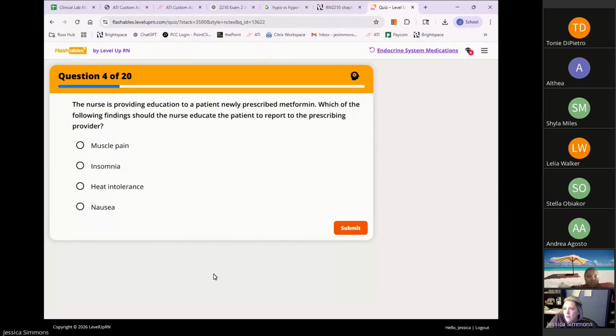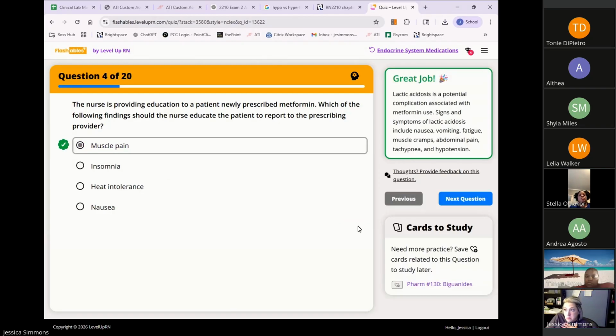A nurse is providing education to a patient newly prescribed metformin. Which of the following findings should the nurse educate the patient to report to the prescribing provider? The muscle pain? That's what I would pick because of the rhabdo and the lactic acidosis.